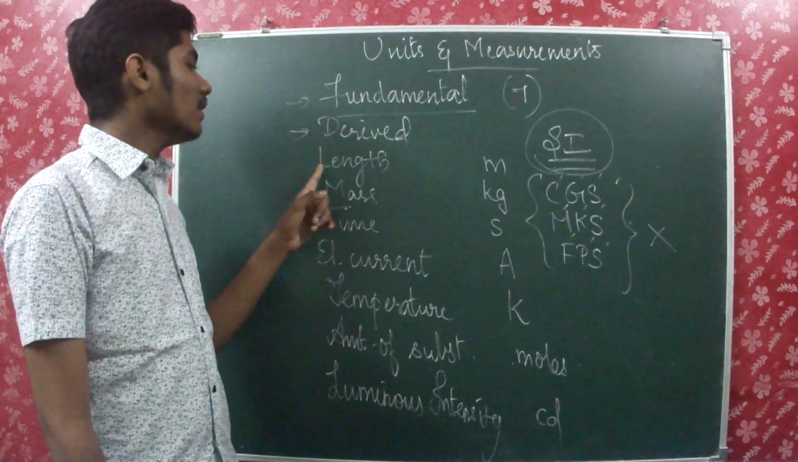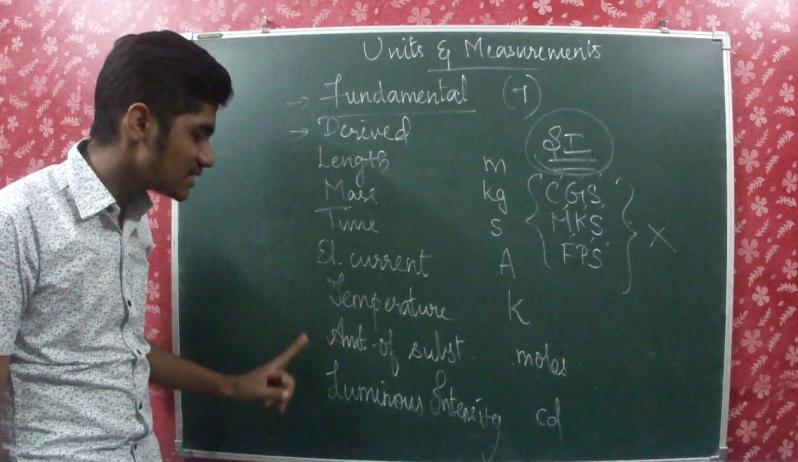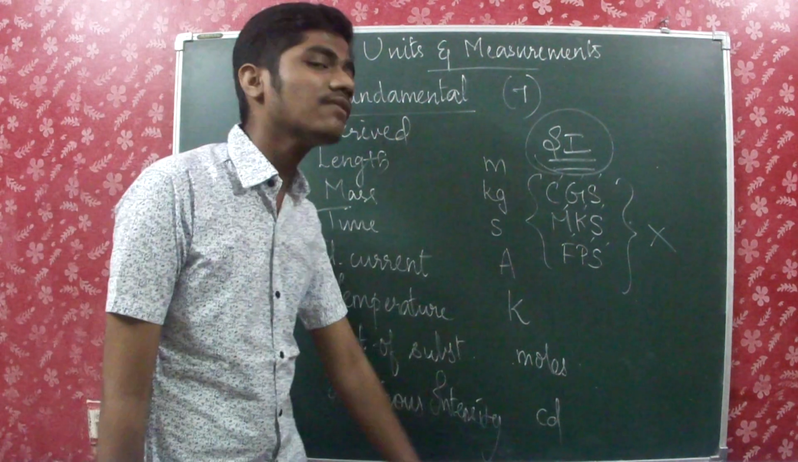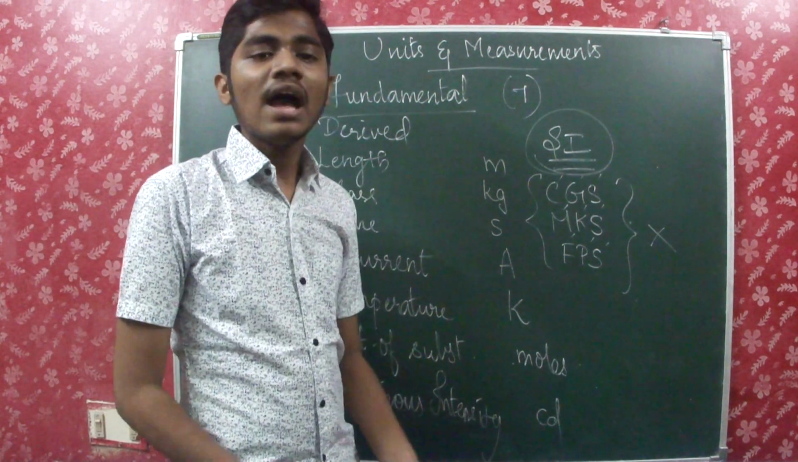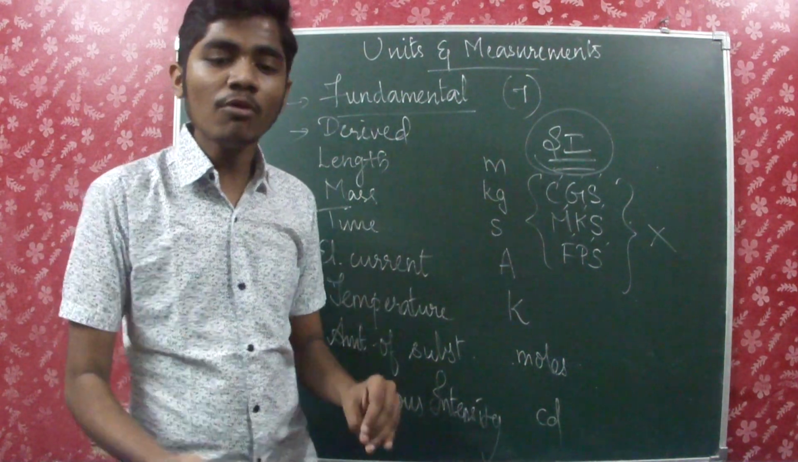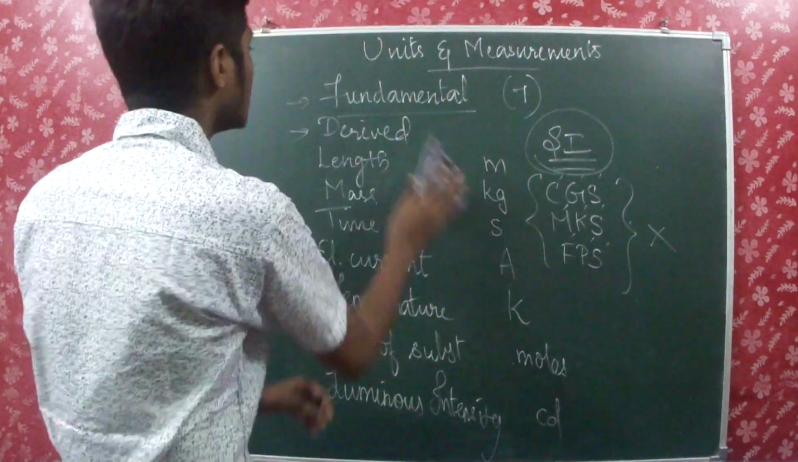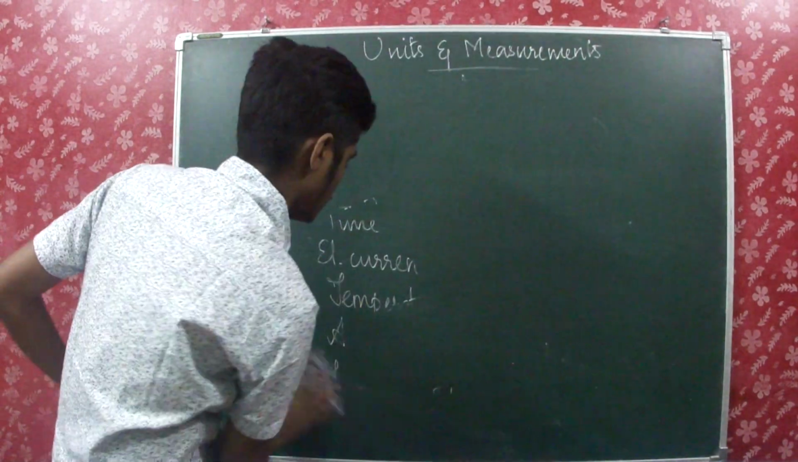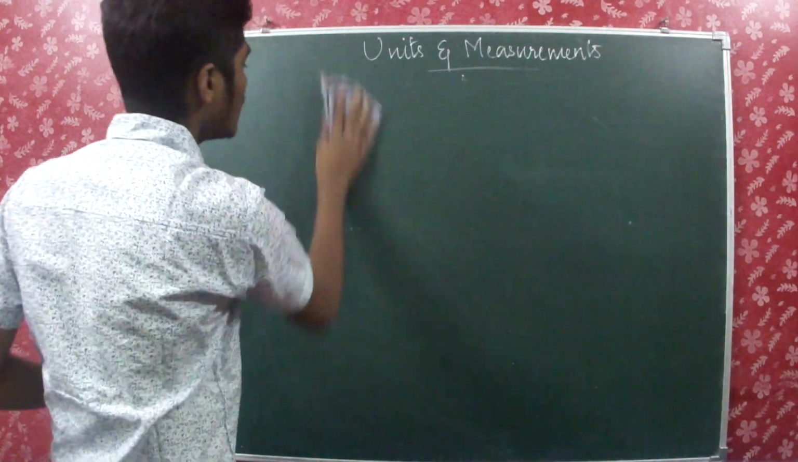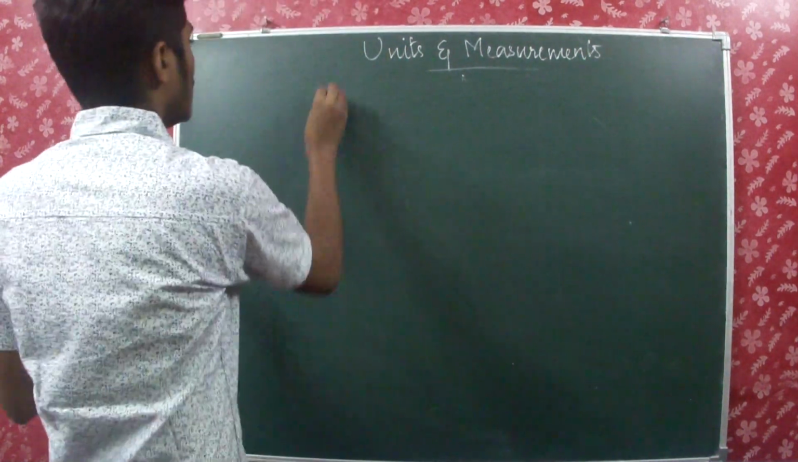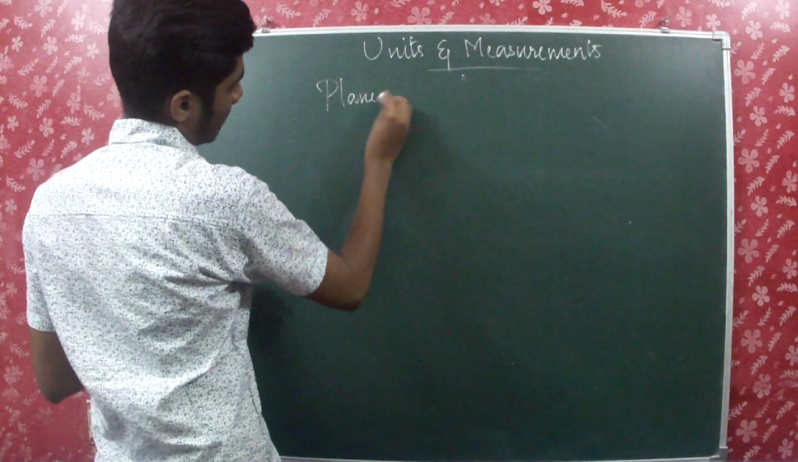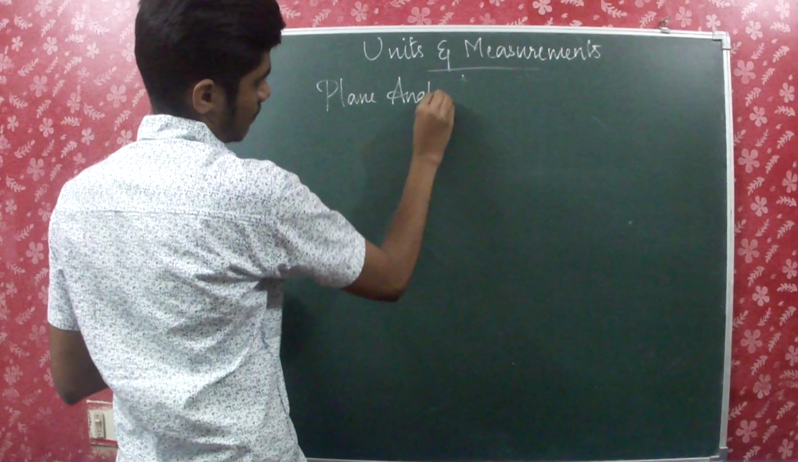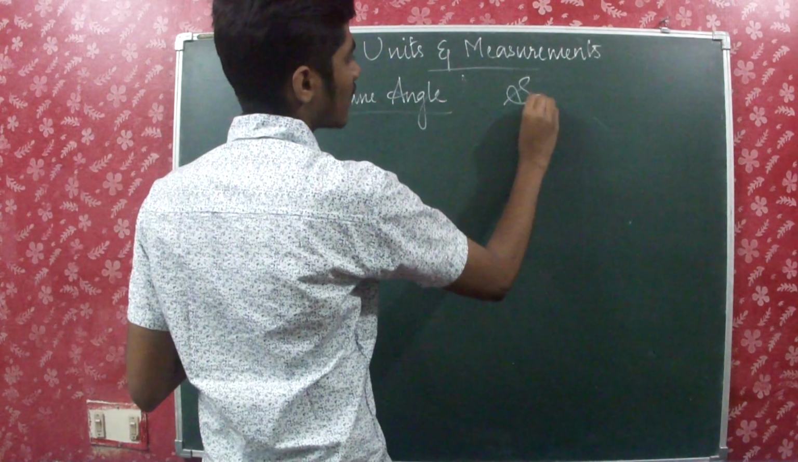In that regard, length, mass, time, electric current, temperature, amount of substance, and luminous intensity are the physical quantities, and along with this we also have two more physical quantities which have to be learned. They are plane angle and solid angle.